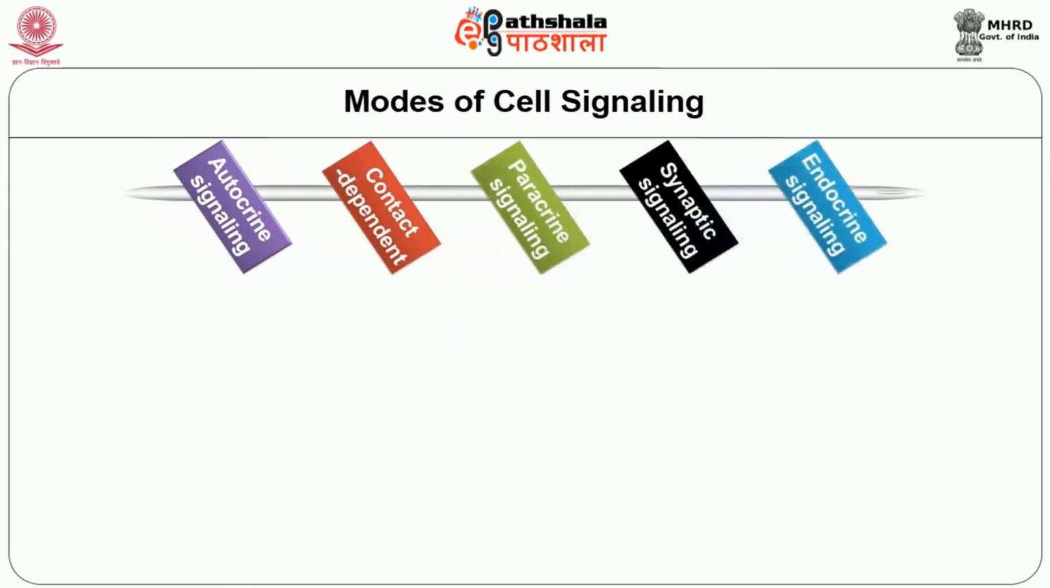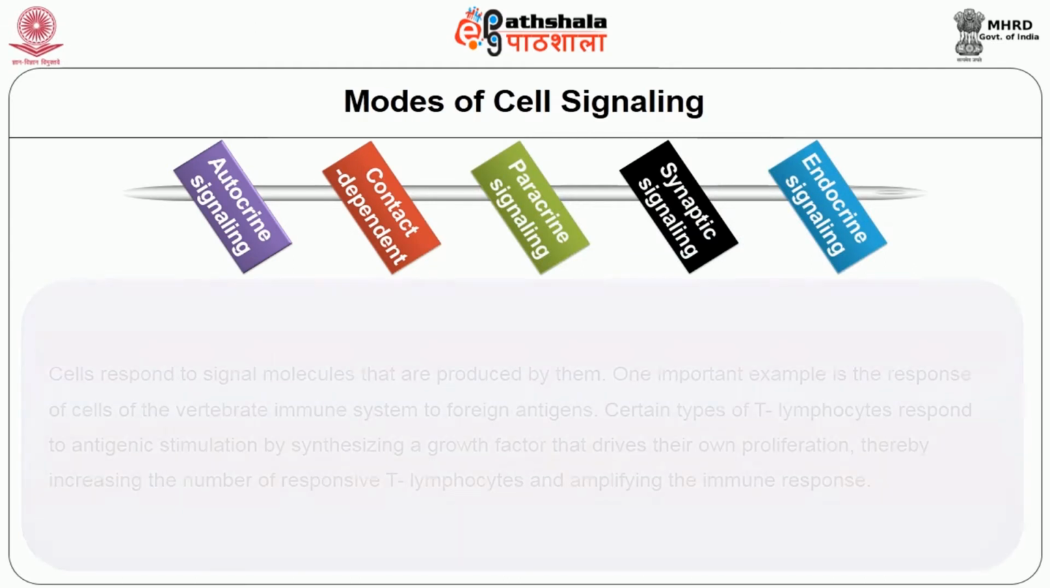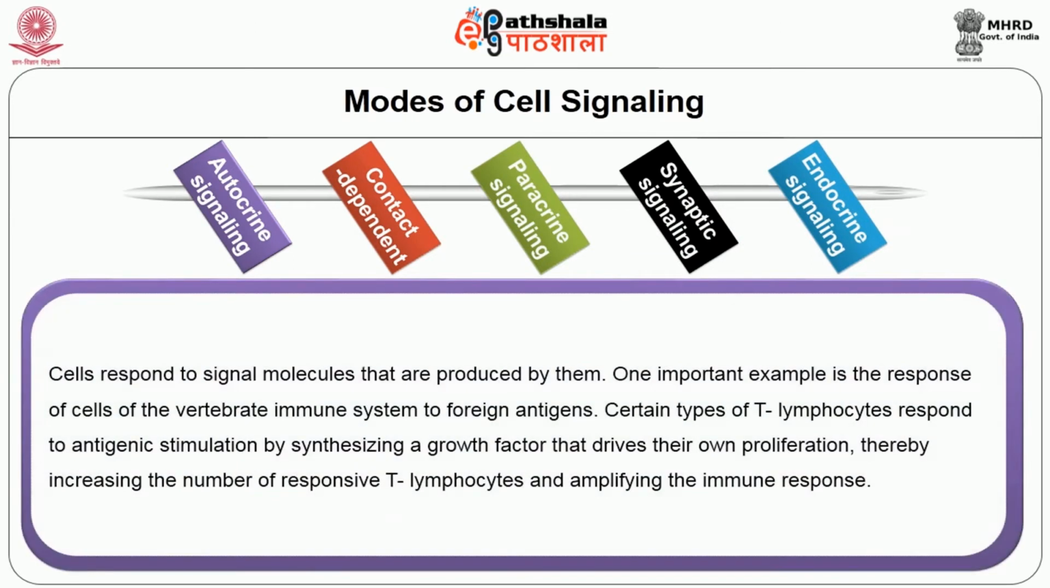In autocrine signaling, the cells respond to signal molecules that are produced by them. One important example is the response of the cells of the vertebrate immune system to foreign antigens. Certain types of T lymphocytes respond to antigenic stimulation by synthesizing a growth factor that drives their own proliferation, thereby increasing the number of responsive T lymphocytes and amplifying the immune response.